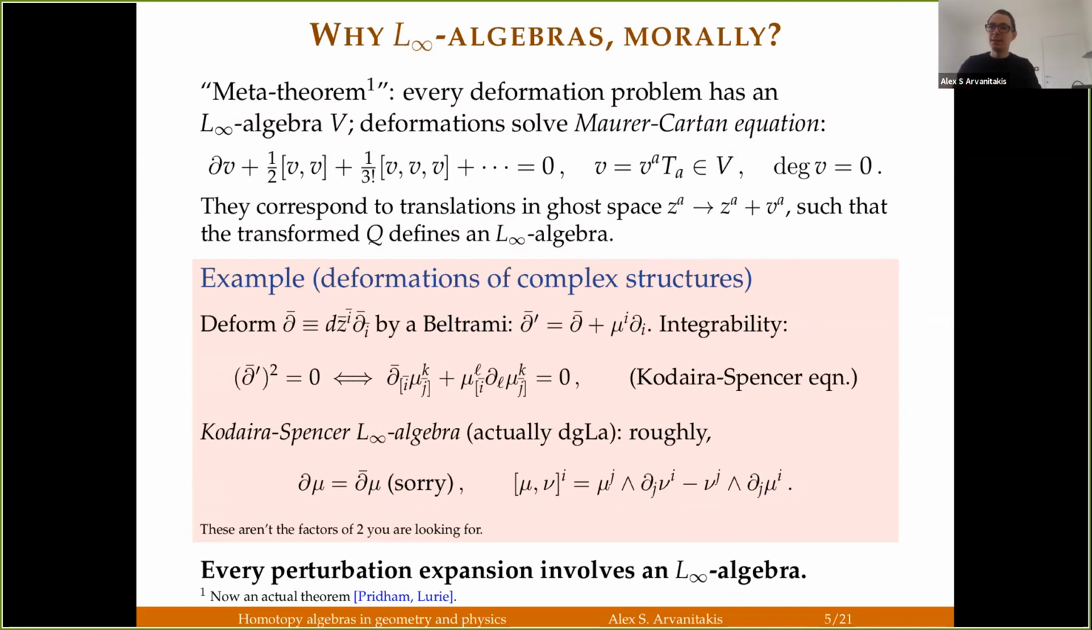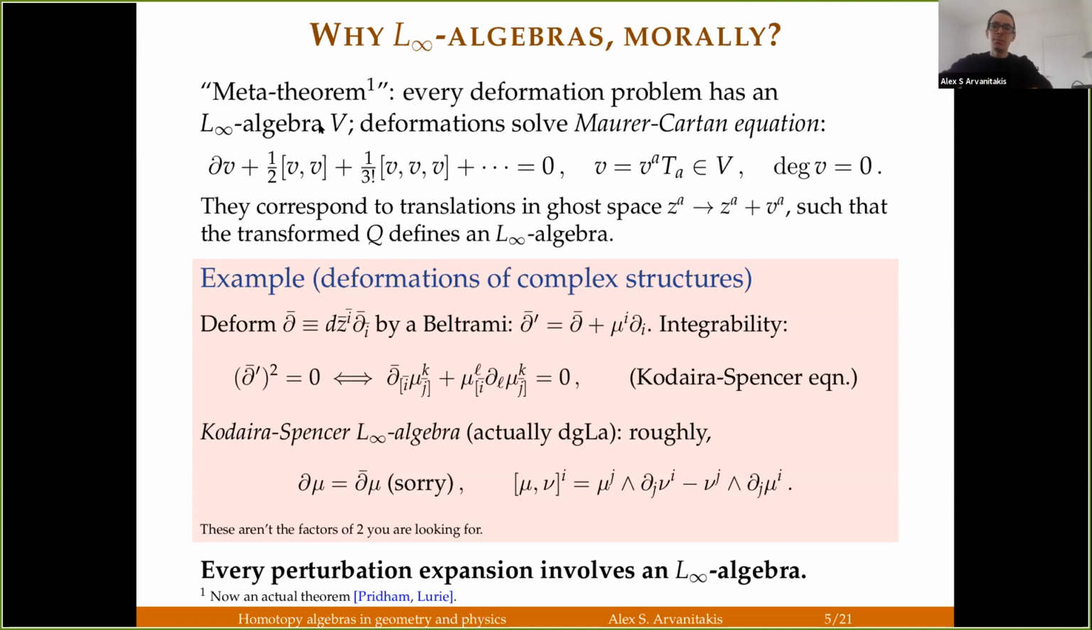Right. So the reason is that this meta theorem, which nowadays is an actual theorem, but I mean, morally, it's still a meta theorem because good luck understanding the proof, which is that every deformation problem, deformation meaning of a mathematical structure, like complex structures, which I will get to in a moment, has an associated L-infinity algebra, such that kosher or integrable deformations correspond to vectors in the L-infinity algebra that solve the Maurer-Cartan equation.